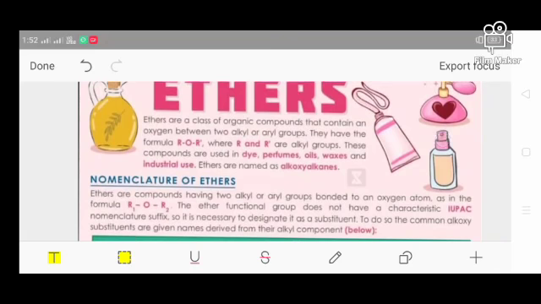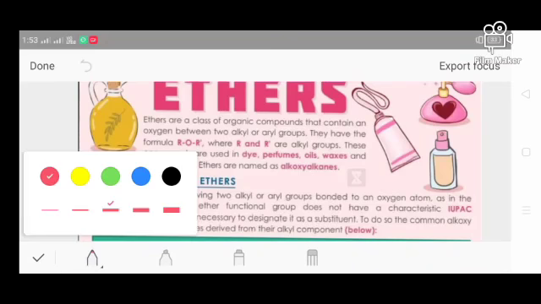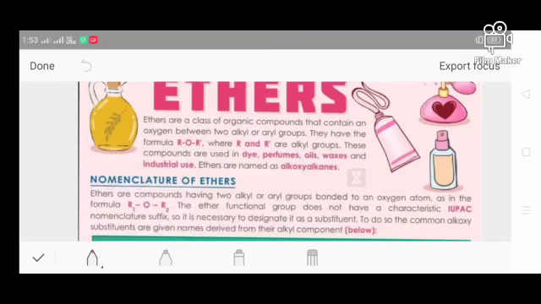After that, the ether. What is an ether? Ether is an organic compound that contains an oxygen between two alkyl or aryl groups. It may be two alkyl groups, it may be two aryl groups. So basically this is the general idea about the ether. Generally the ether compounds are used as dyes, perfumes, oils, waxes, etc. Different industrial uses are there. And ethers are named as alkoxyalkane. This is the general nomenclature of an ether.